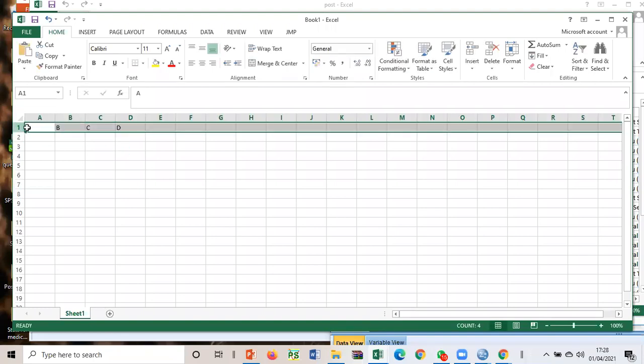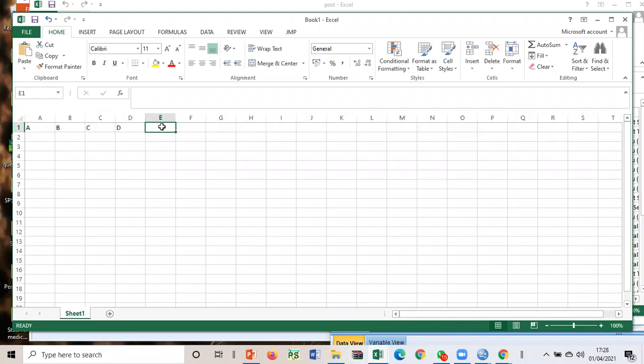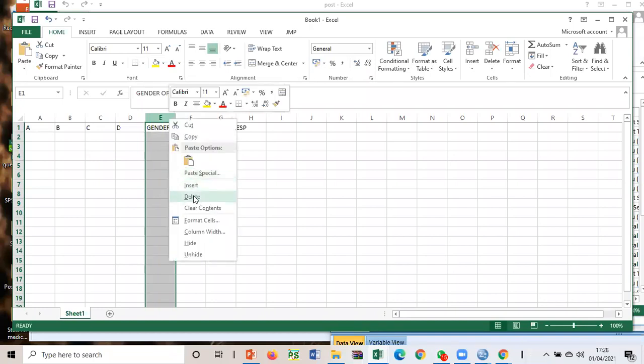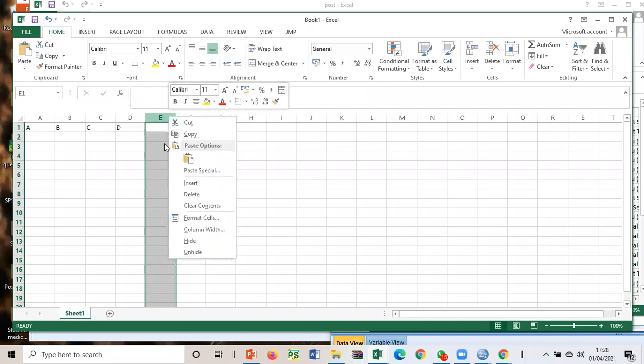The first row will be variables, but don't leave any blanks in between. Like gender of respondent, don't write too long like this. Just write gender. If you need a dot for respondent, don't leave any space in between. Here no space. General guideline. Okay, let's say I enter the values now.